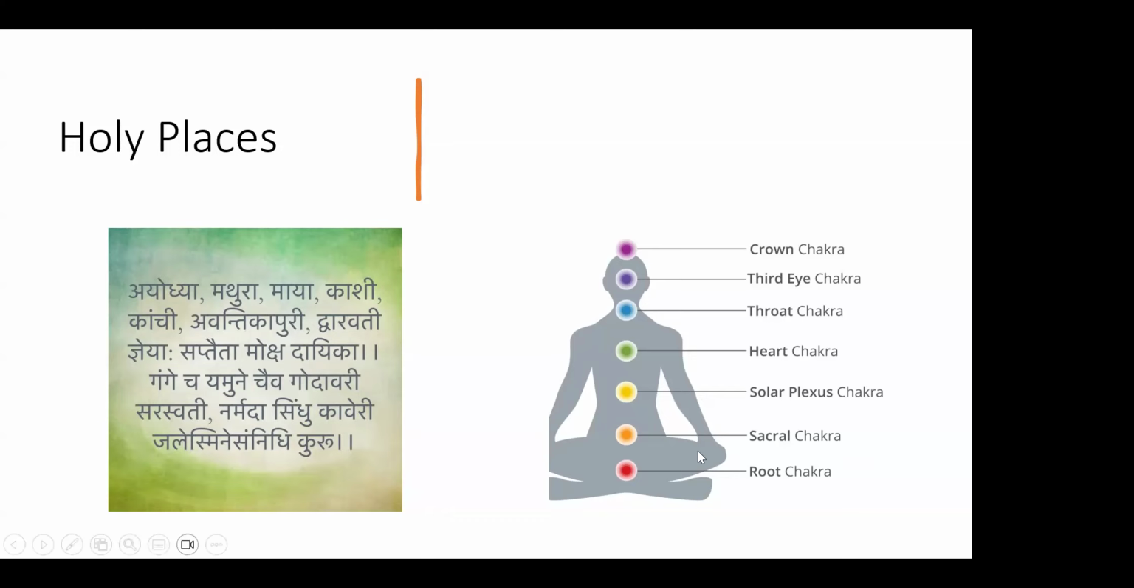Similarly, we have heard of Jyotirlinga, Dwadash Jyotirlinga. They correspond to chakras, six ascending, six descending. They correspond to Dwadasha Jyotirlingas.